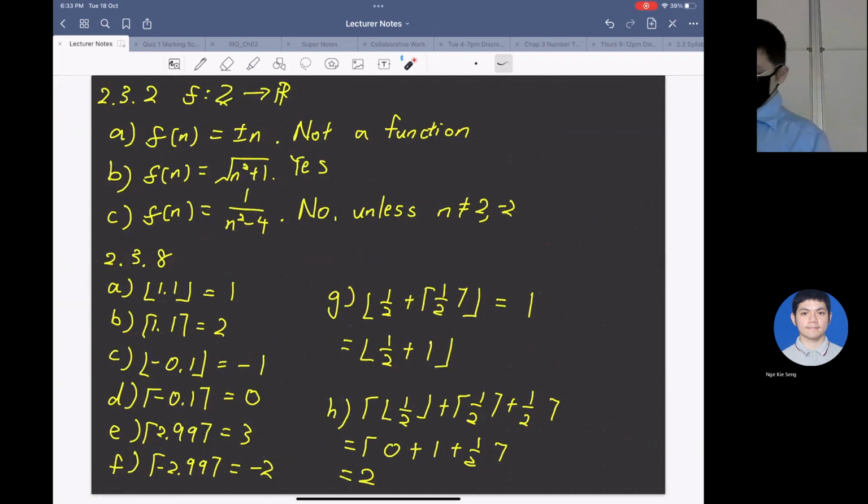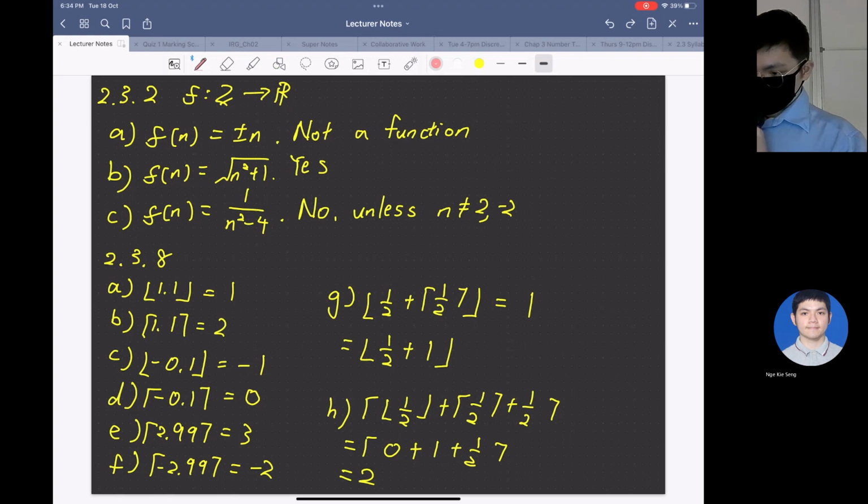And then next, check whether it's a function or not. So the first one defines plus or minus n, so I don't know whether to take plus or minus, so it's not a function. Second, yes. Third, almost a function, but not defined at 0. Unless you set a condition that n cannot be 2 or minus 2, then it will be a function. If you take away 2 and minus 2 from the domain, then it is a function, because 1 over 0 is undefined.